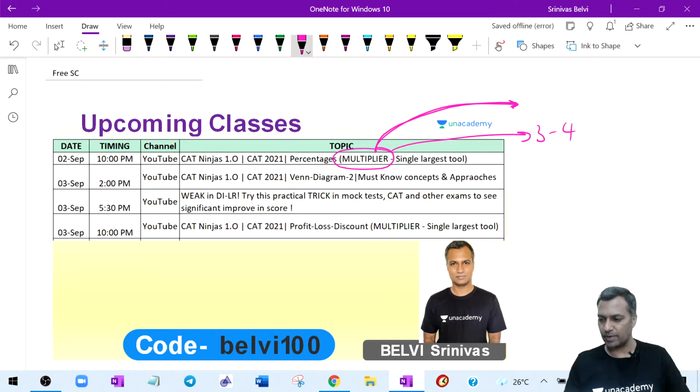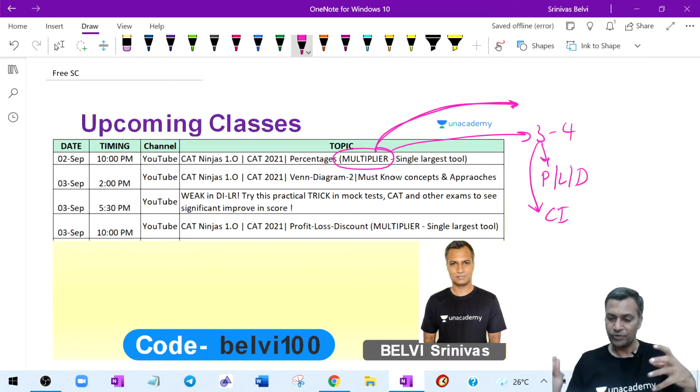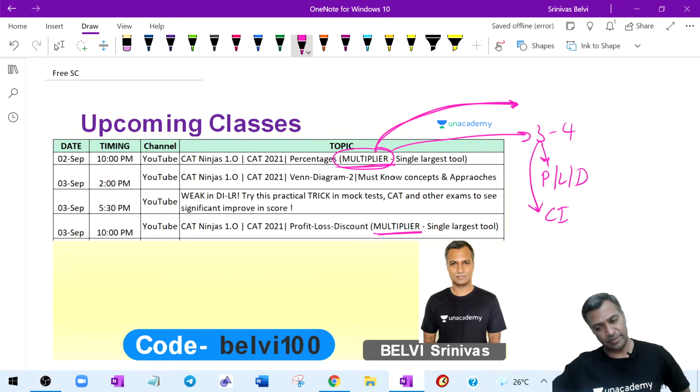Once you understand this multiplier, we'll understand this in profit, loss, and discount. We have the application of this particular multiplier coming in compound interest especially. So we will try and approach this in the next 2 days. We'll use this multiplier today as well as tomorrow, maybe the day after tomorrow as well. We'll try and explore this option.